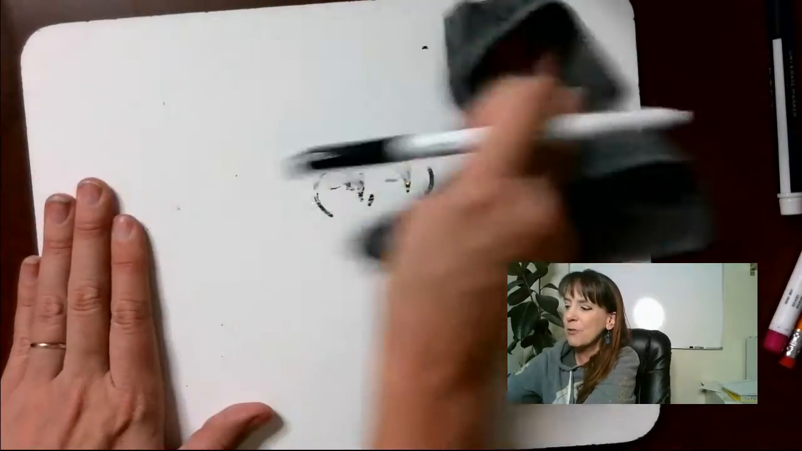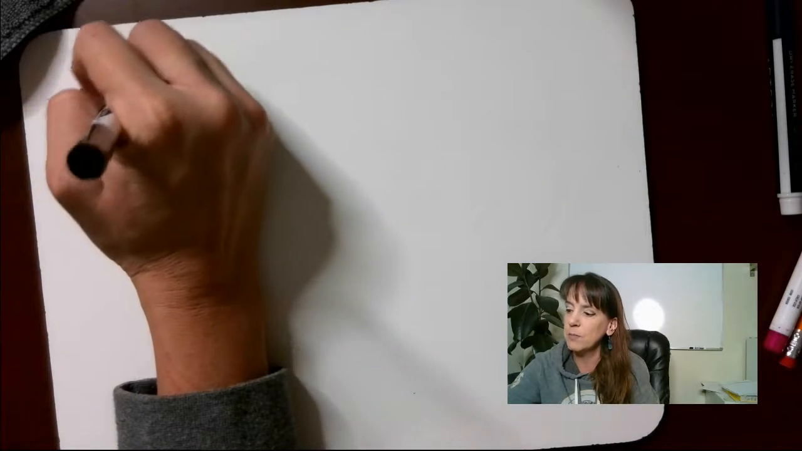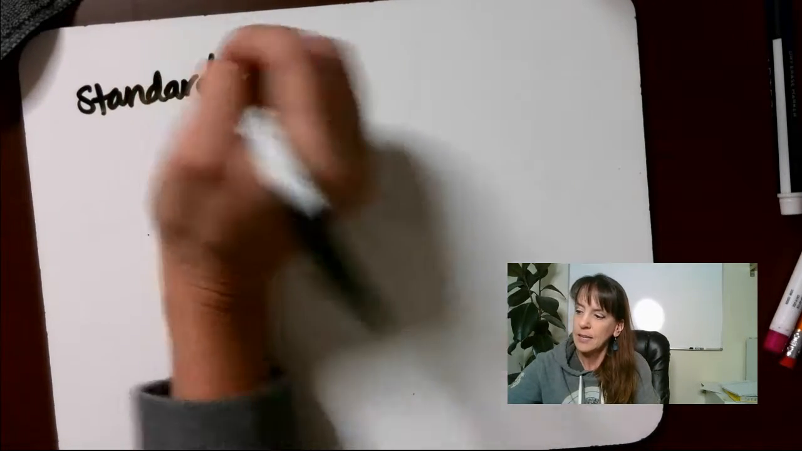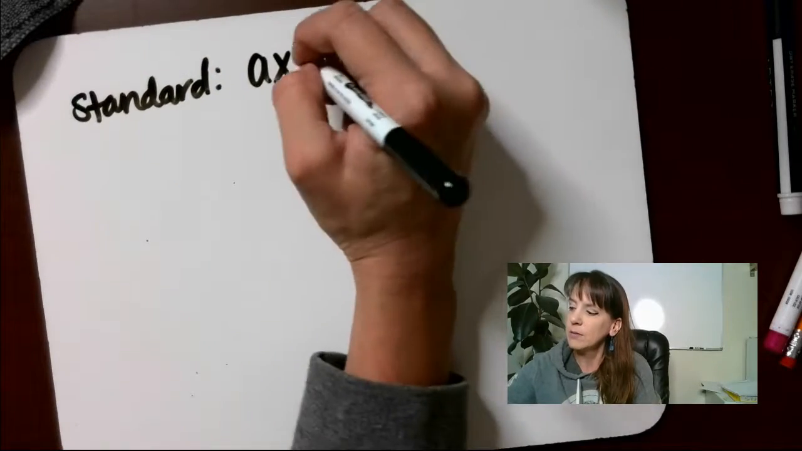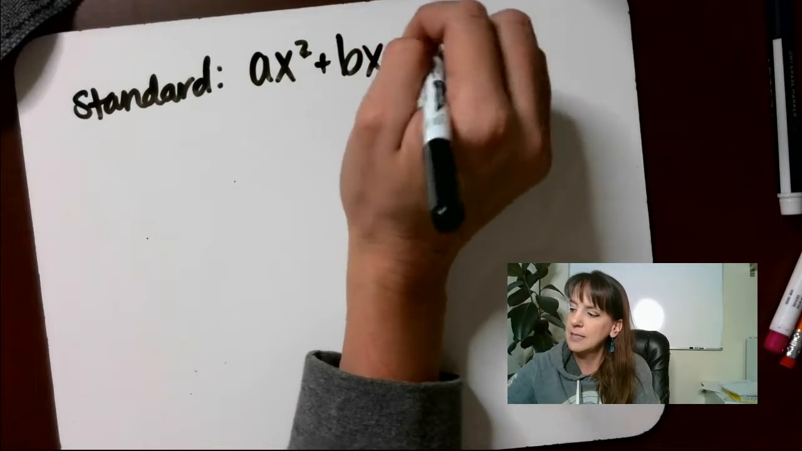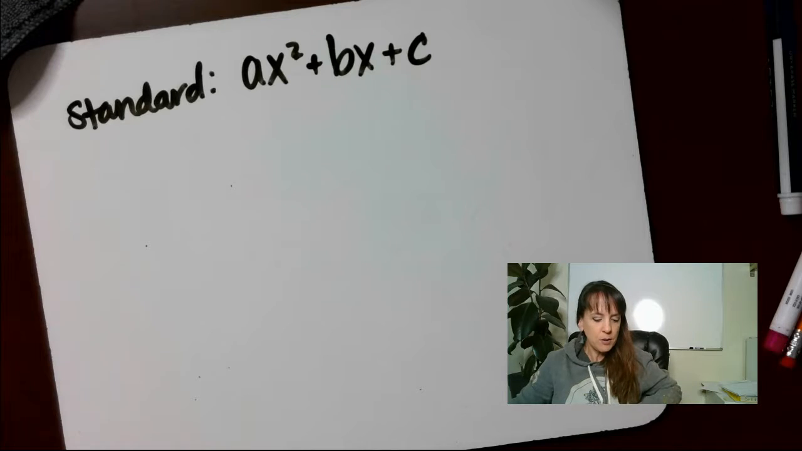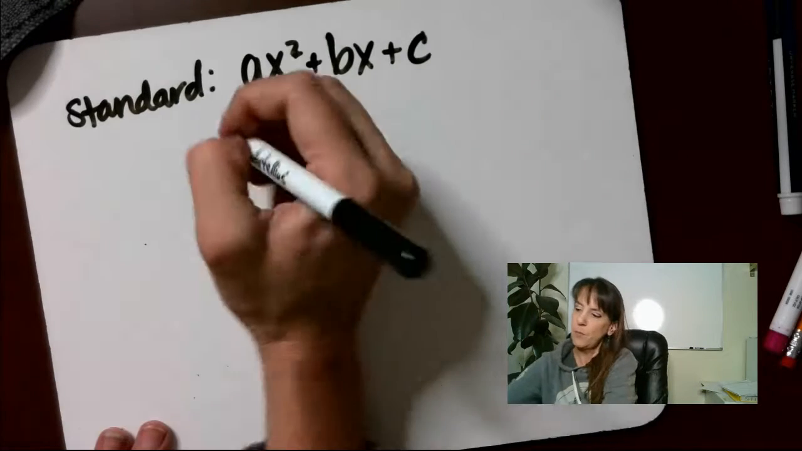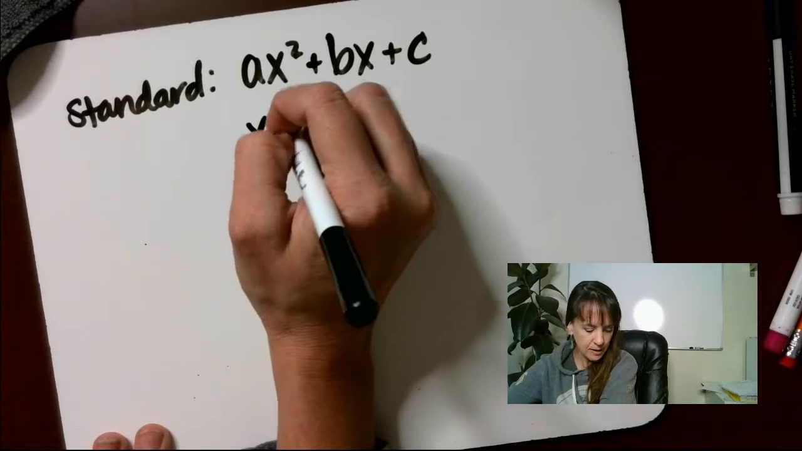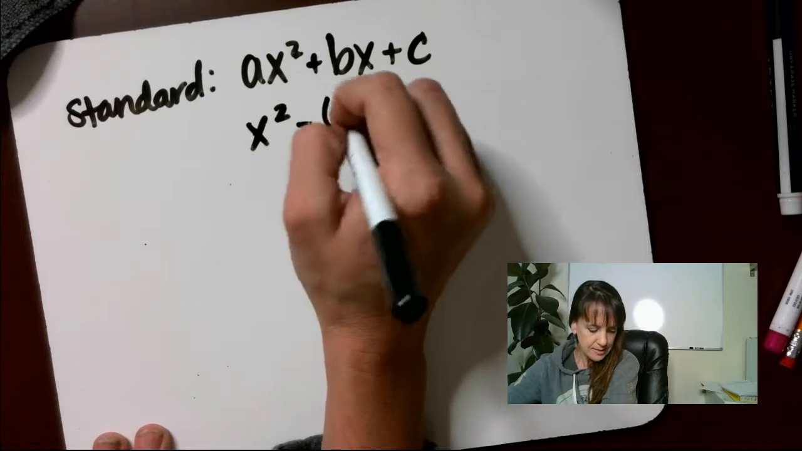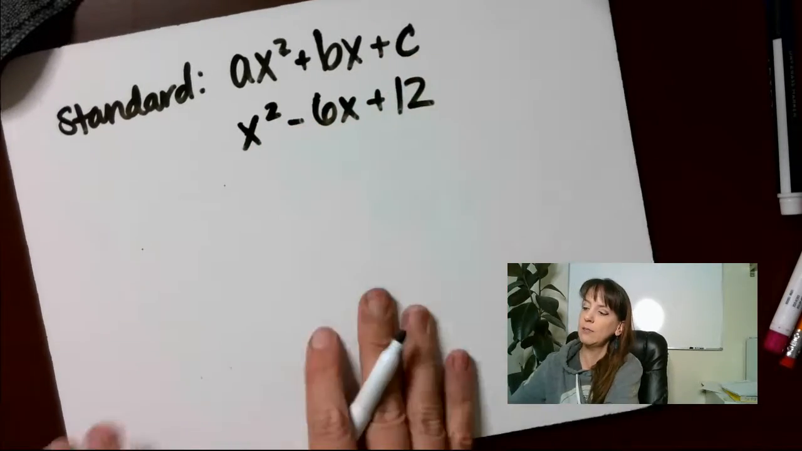Now, when we get to standard form, unfortunately, it's a little bit more work. So for standard form, and just as a refresher, standard form looks like this. It's ax squared plus bx plus c, okay? So let me give you an example for one that would be in standard form. x squared minus 6x plus 12.